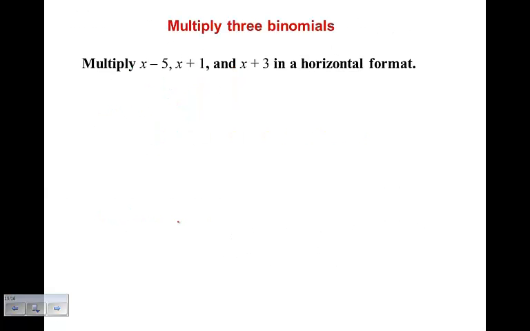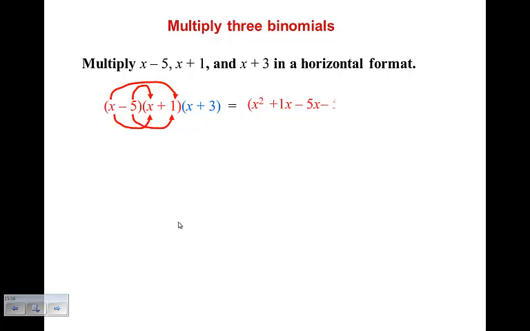Now, multiplying 3 binomials. Okay, this is basically like multiplying 2, except you're starting with 3. So what we're going to do is we're going to take 2 at a time, right? We're going to do x times x, which will give us x squared. Then we're going to take x times 1, so we're foiling here, and get 1x. Negative 5 times x, okay, we're going to get negative 5x, and negative 5 times 1, and that's going to give us negative 5. Okay, so now we're going to do that all times x plus 3.